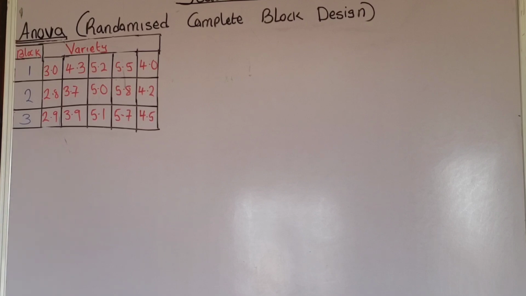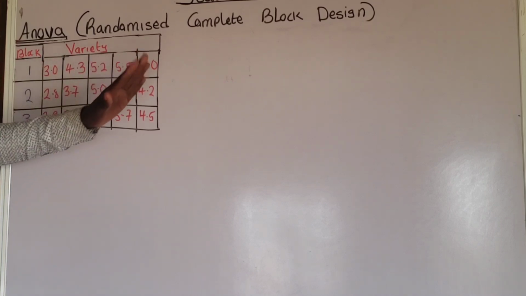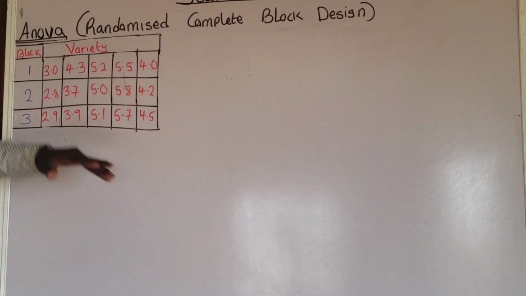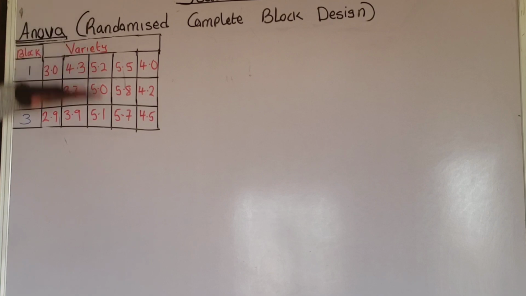The first thing to do is that you have to take the row total and the column total. Just pay attention, you're going to understand what I mean. This is the row, right? And this is the column. This is the row and this is the column.